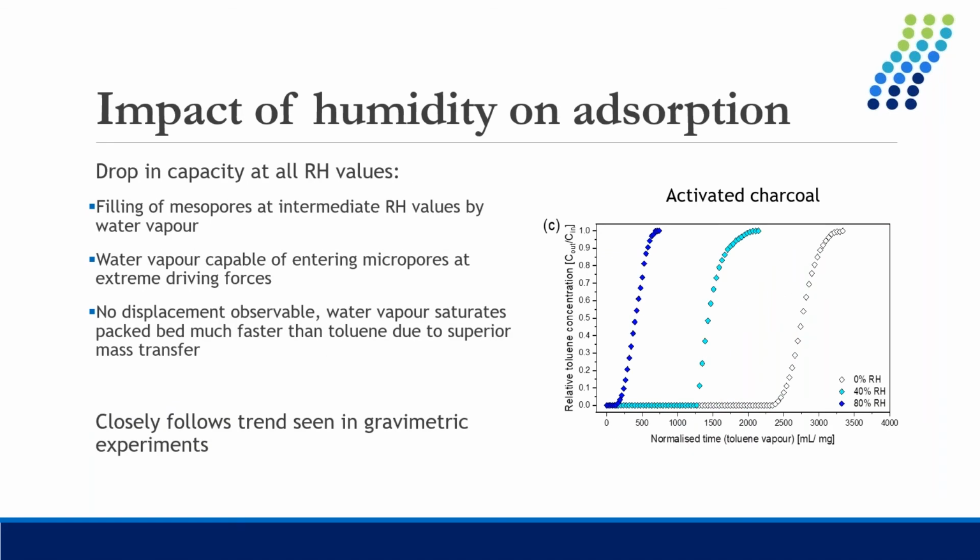With activated charcoal, we actually see similar trends to what we saw in gravimetric experiments. We see that these breakthrough curves shift towards the left. This means not only that we're detecting these vapors earlier, but also that the capacity of the bed is decreasing. And this is fairly significant at 40% and very significant at 80% relative humidity. However, in both of these cases, we do not see displacement, which I'm going to be going over in the next slide, which means that water vapor is likely competing by saturating the adsorption bed before toluene can. So it's able to essentially pass through the packed bed much faster due to superior mass transfer.